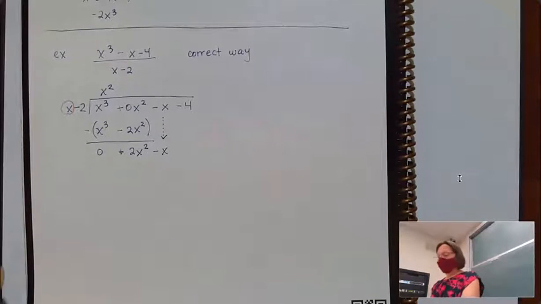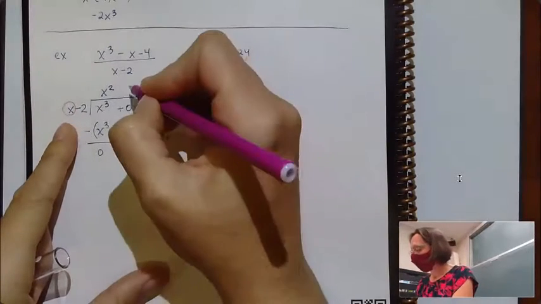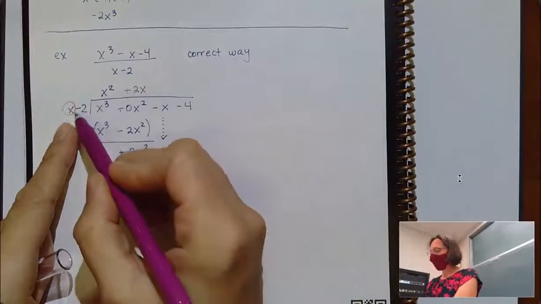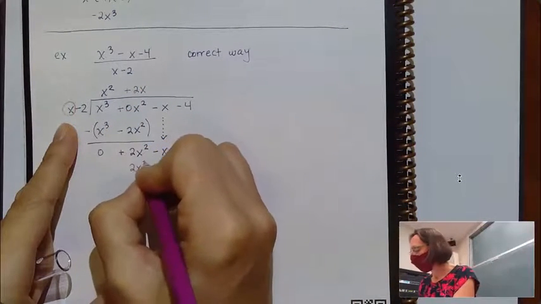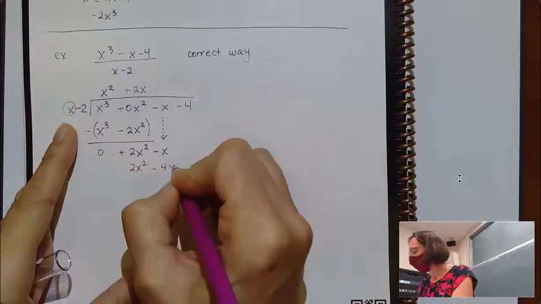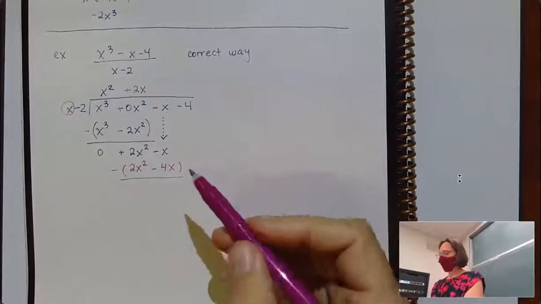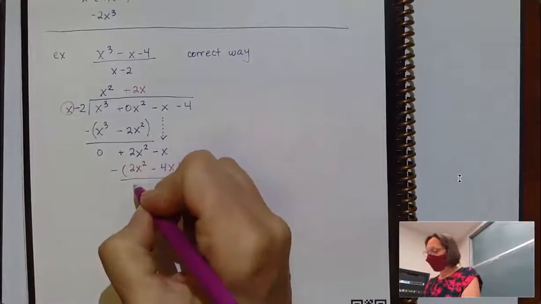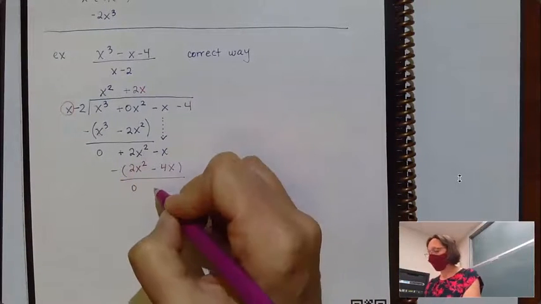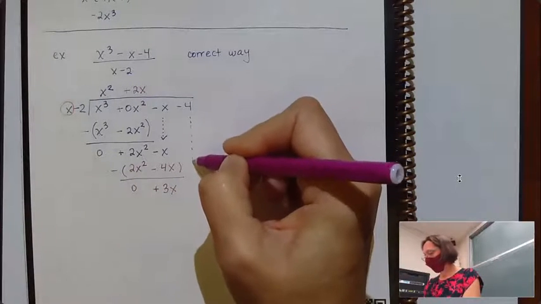Next up, I'm still going to refer back to this x term. So x times what would give me 2x squared? That's going to be a positive 2x. 2x times x, that's 2x squared. 2x times -2 would be -4x. We're subtracting that whole thing. 2x squared minus 2x squared gives me the 0. And -x minus -4x is a positive 3x. And then I can bring that -4 down.